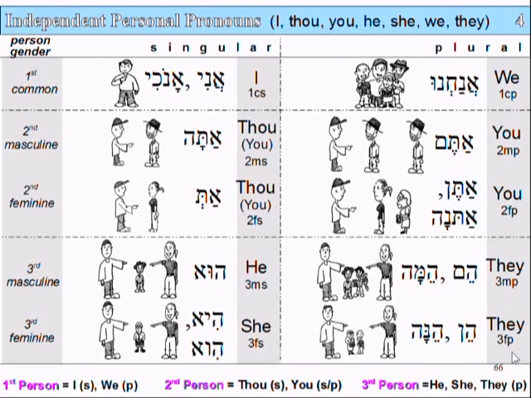So there we have it. So these are called independent personal pronouns. And that's just a fancy way of saying these words here. I, thou, you, he, she, we, and they. And you'll see all this sort of terminology, first person, second person, third person, used all the time in grammar books and in exercises and so forth. So you have to know what they're talking about.